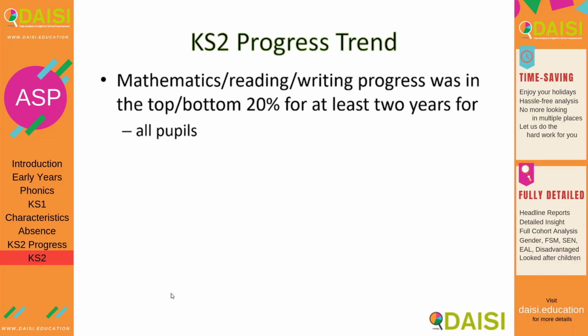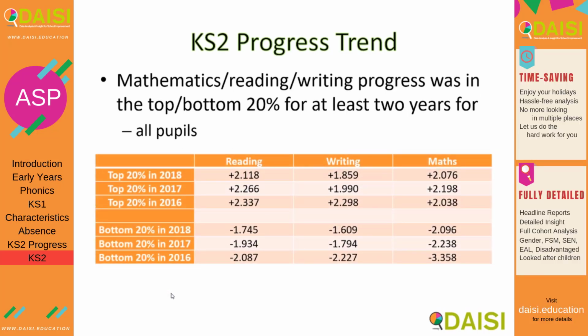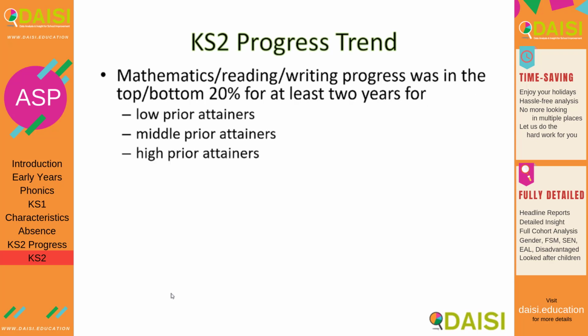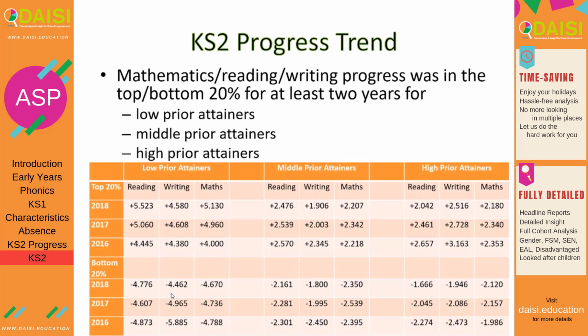So what do you need to get this for all pupils? Well, you need around a plus 2.1, plus 2.2 or so in reading and maths, slightly lower in writing. And for the bottom 20%, you need around minus 1.8, minus 2, minus 2.2. It's roughly the same for your middle and high prior attainers. However, because of the wide range of progress that your low prior attainers can get, you need around plus 5 or minus 5 to get that as a strength or weakness.